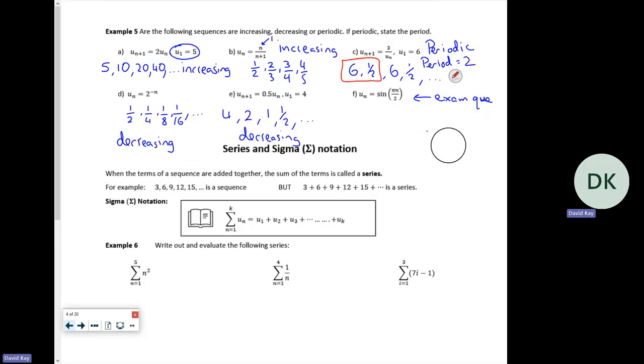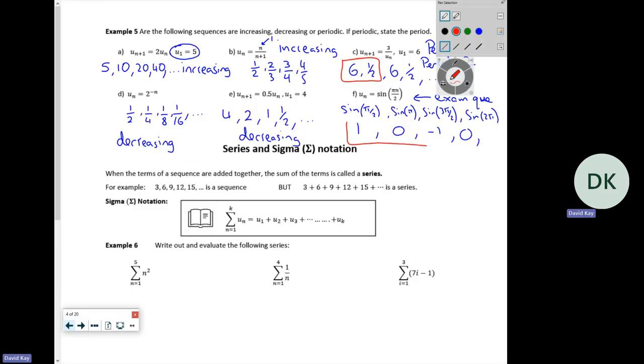But it's not asking for that, because n isn't a real number. This n is a counting number, it's a natural number. So if I put n is 1 in, the first term is sine of pi by 2. The second term is sine of pi. The third term is sine of 3 pi over 2. And the fourth term is sine of 2 pi. So sine of pi by 2, or sine of 90 degrees, is 1. And then it's 0, and then it's minus 1, and then it's 0, and then it repeats again. So actually, this one is periodic, but the period is 4.